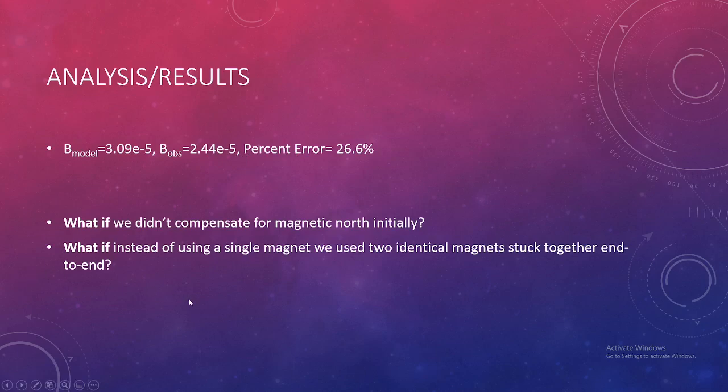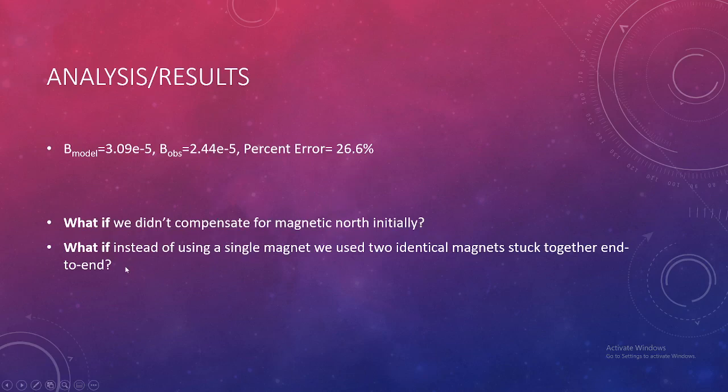Now, to close things out, let's consider these two what-if questions. First, what if we didn't compensate for magnetic north initially? If we didn't compensate for magnetic north, our observed data would include the magnetic field by the Earth, which would skew all our preceding calculations. Thus, our percent error would be through the roof.